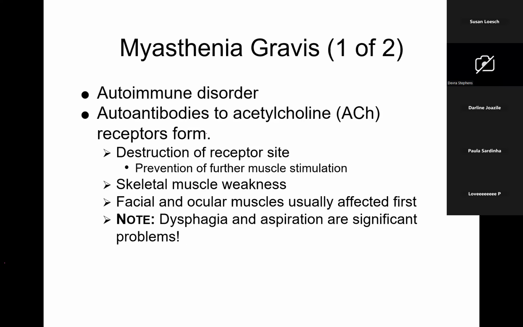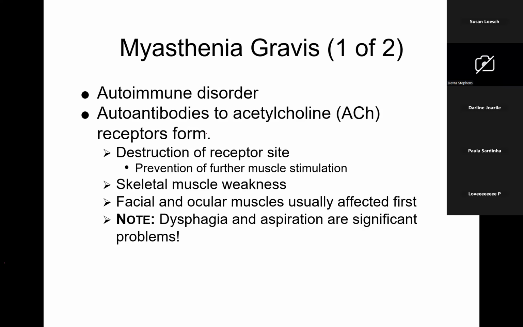Myasthenia gravis. This is an autoimmune disorder. Here, antibodies are going to attack acetylcholine receptors at the neuromuscular junction. Now, acetylcholine is absolutely essential for muscle contractions to occur. The cause is unknown. Some of these patients have problems with their thymus or benign tumors, and it occurs between the ages of 20 and 30 for women and over the age of 50 for men.